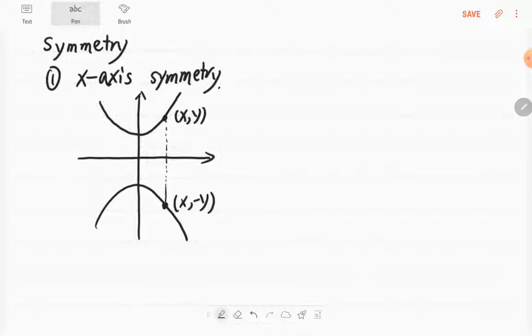Okay. So in other words, both points are on the graph, so that means both points satisfy the equation. So if you want to know, you just replace y with -y to see if you have the same equation. If you have the same equation, that means it must be x-axis symmetry.